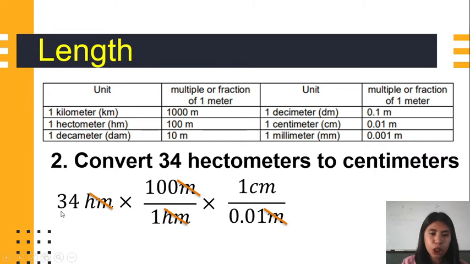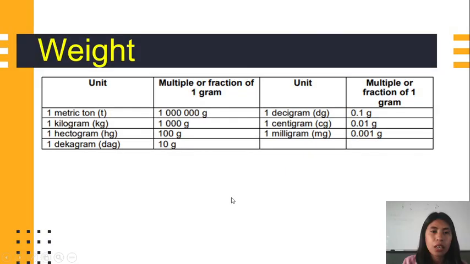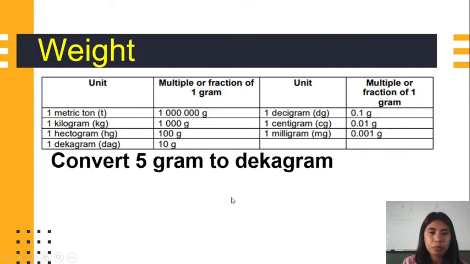Then, proceed. 34 times 100 is 3,400 times 1 is 3,400 divided by 0.01, the answer is 340,000 centimeter. Next, we have for weight, convert 5 gram to decagram.